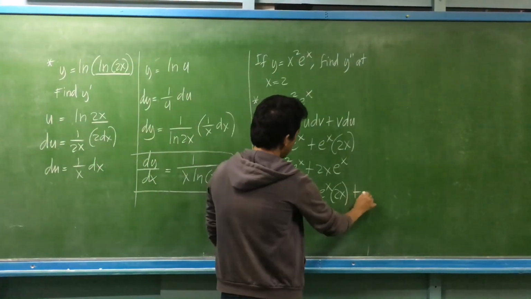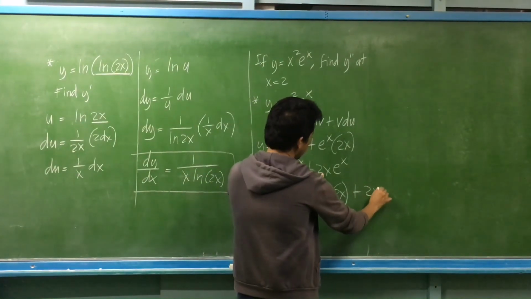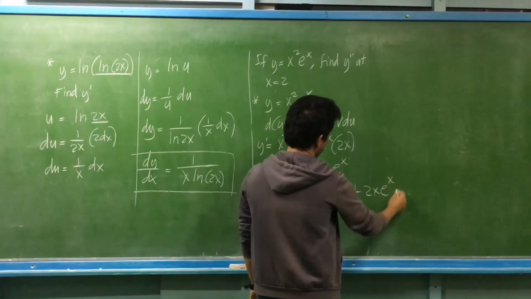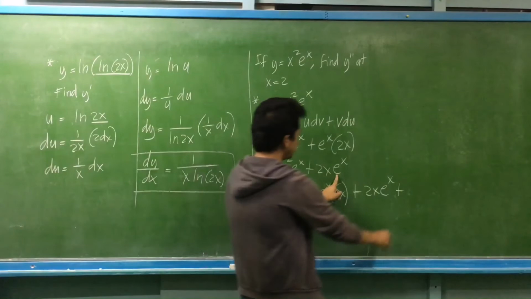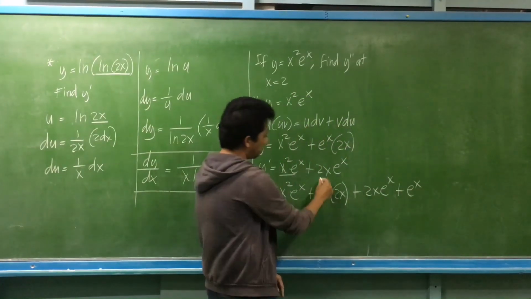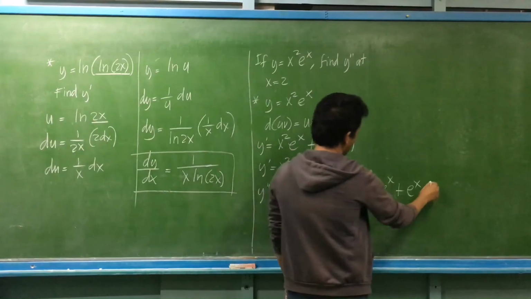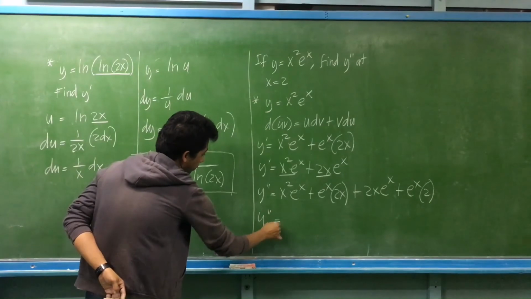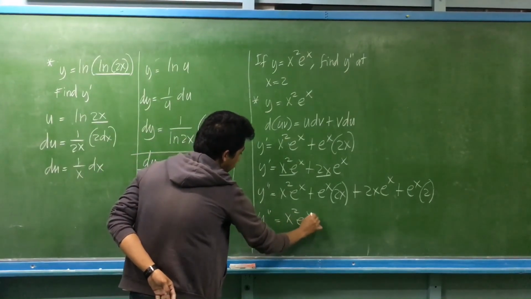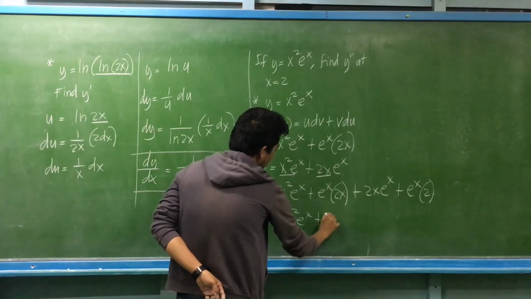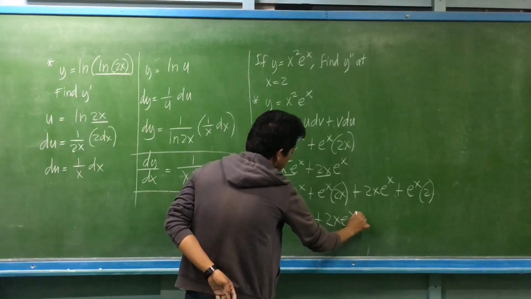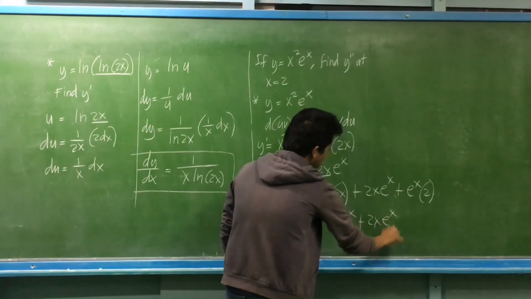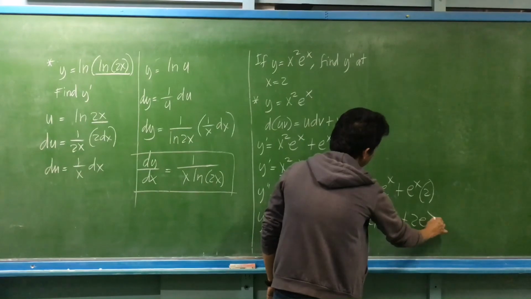Plus, for the second term, the first term is 2x. The derivative of your second term is the same as e raised to x. Plus your second term, e raised to x, times the derivative of your first term, which is 2. So we have y double prime is equal to x squared e raised to x plus 2x e raised to x, plus 2x e raised to x plus 2 e raised to x.